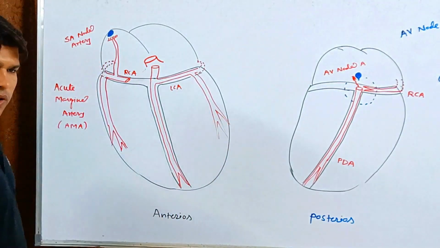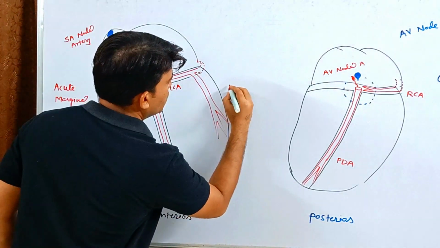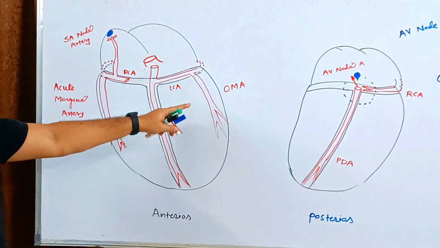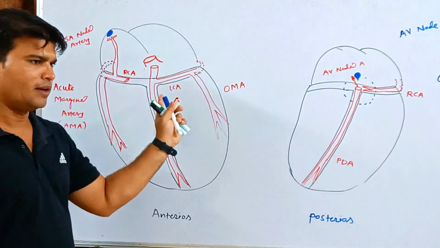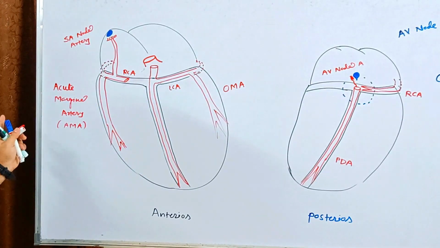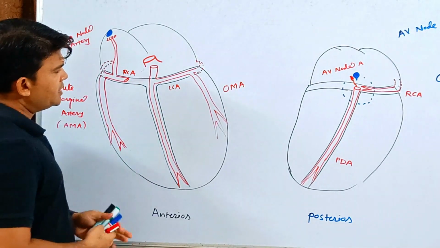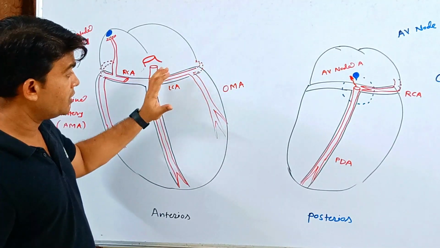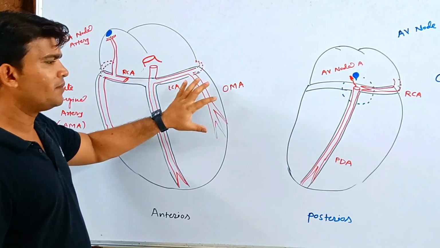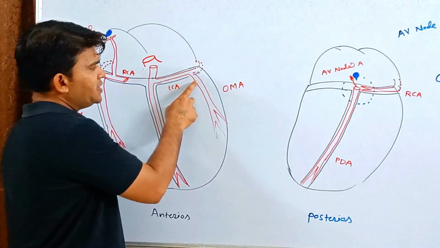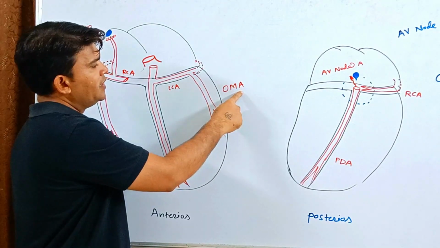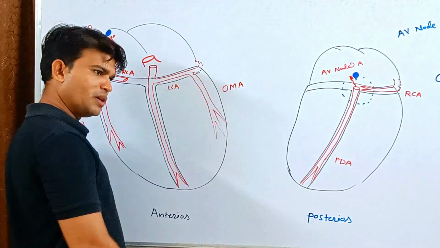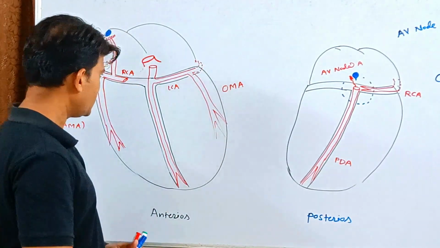The free wall of the left ventricle. It is called the obtuse marginal artery, otherwise the marginal artery: left marginal artery and right marginal artery. So LCX is mainly supplying the left part of the heart, and this branch of the LCX, the obtuse marginal artery, is supplying the left surface of the left ventricle.